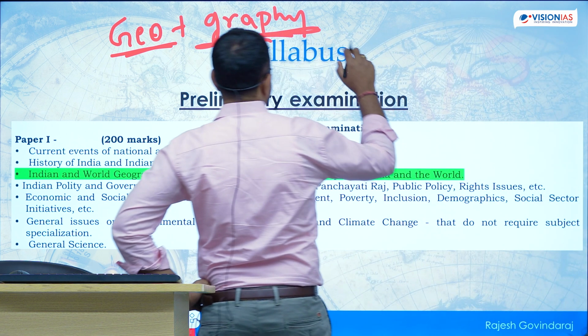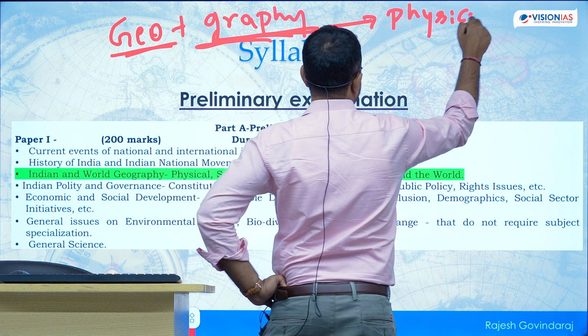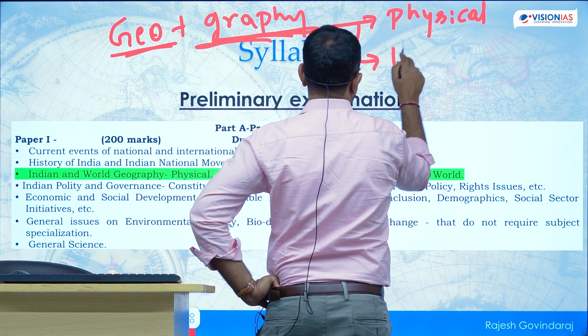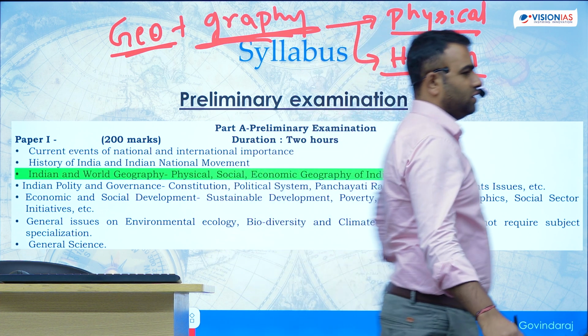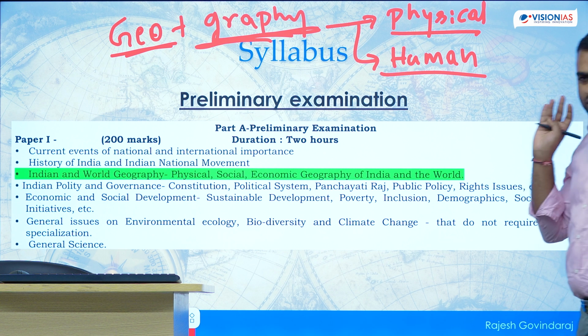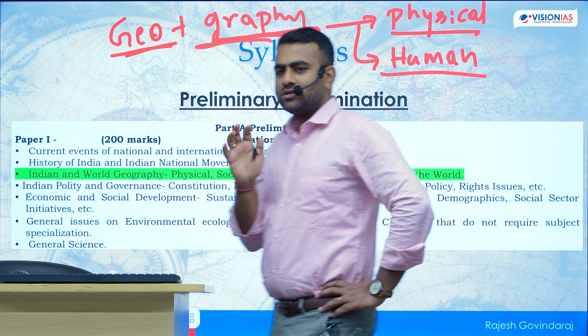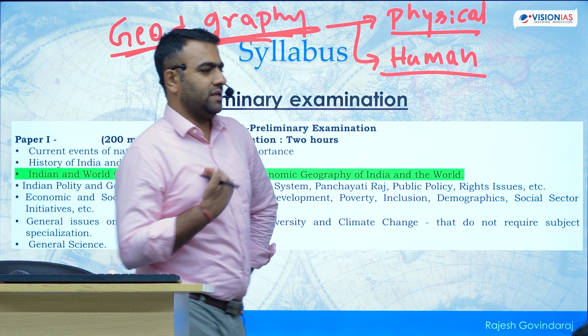The main parts of geography we can classify them into the physical and human. Overall, we can put all the topics of geography into two headings: physical geography and human geography. Physical geography talks about the physical features and their characteristics and their processes.